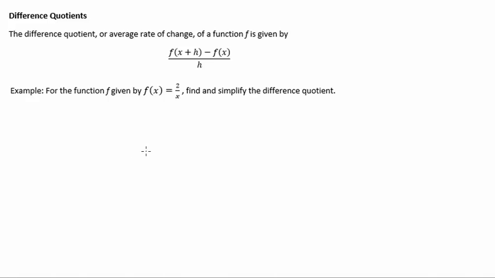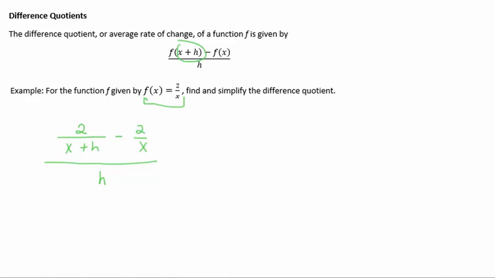The difference quotient, or average rate of change of a function f, is given by this fraction. In our example, we're going to find the difference quotient for f of x equals 2 over x. So f of x plus h means we're going to take this function and plug in x plus h, which means I have 2 over x plus h, because where x is, instead I want to put x plus h. Minus f of x, which is just 2 over x. And that's all going to be over h.